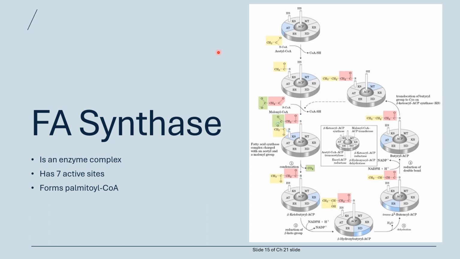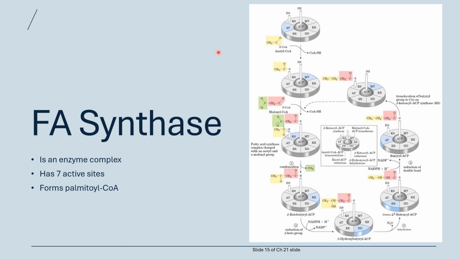Okay, first things first, I'm going to talk about fatty acid synthase. To start off, it has 7 active sites that are separated. They are within a polypeptide chain, and it forms palmitoyl-CoA as its final product. This all forms a whole enzyme complex. This complex is responsible for the synthesis of fatty acids.